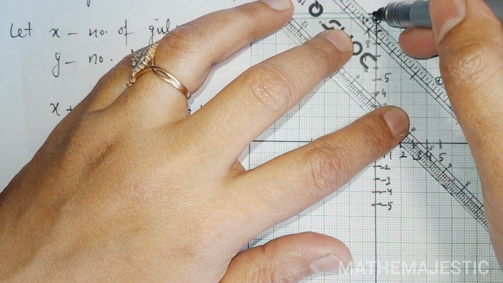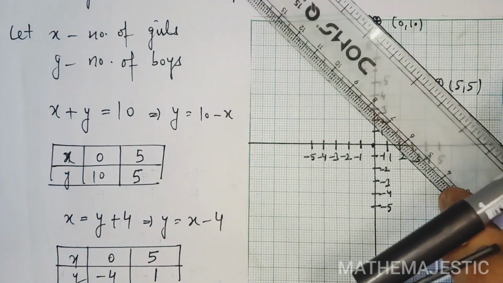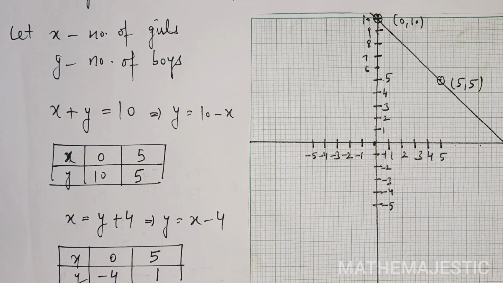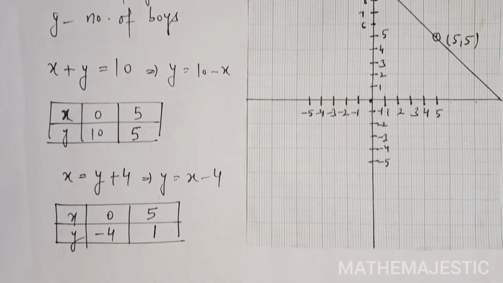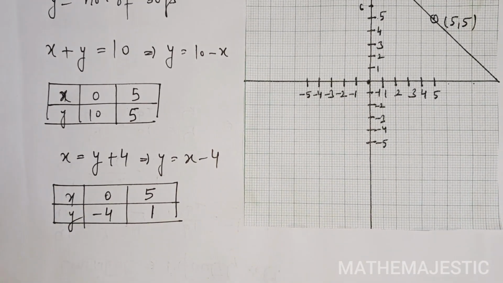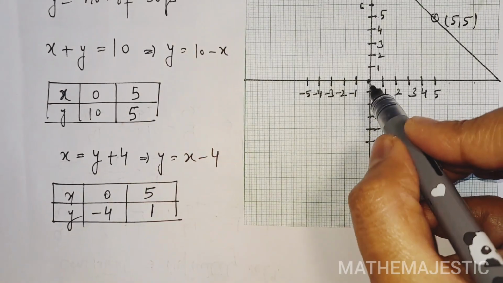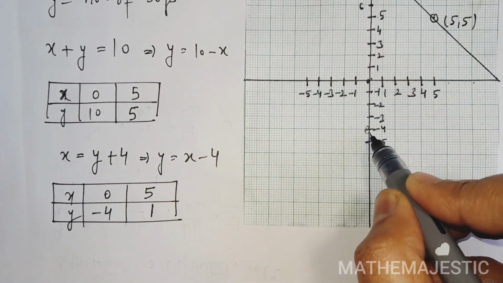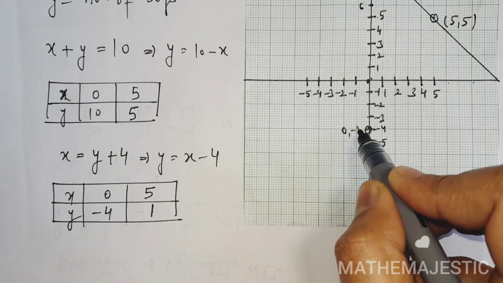That defines the definition also. Now, for the second equation, x is equal to y plus 4. And the points we have found here are 0, minus 4, the first set of points. X is 0, then y is minus 4. So this is x equal to 0 on the x-axis and y is minus 4. So this is the point (0, -4).